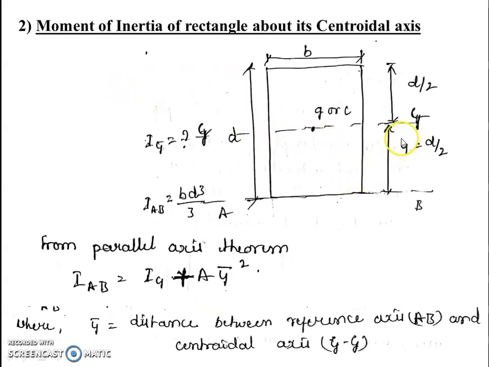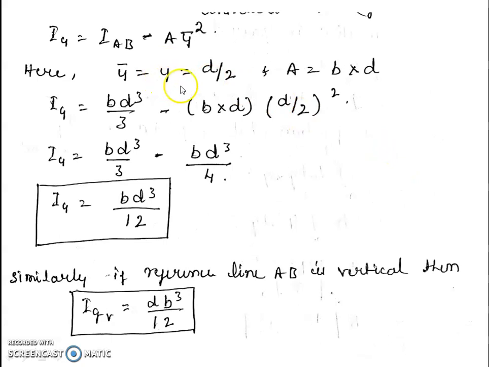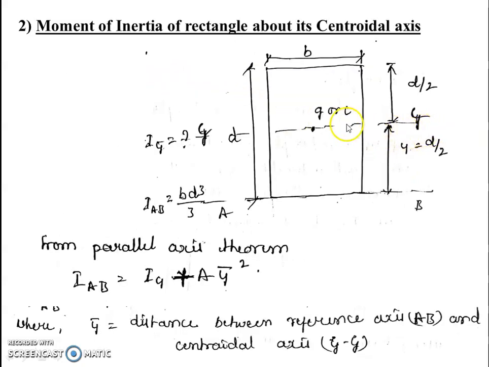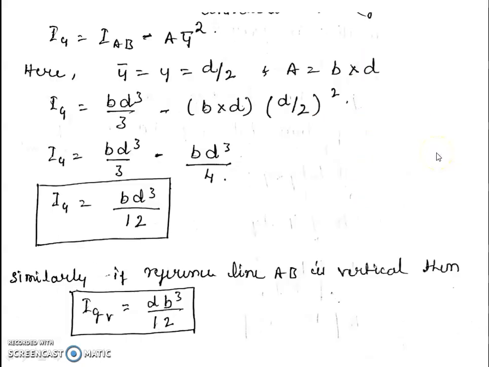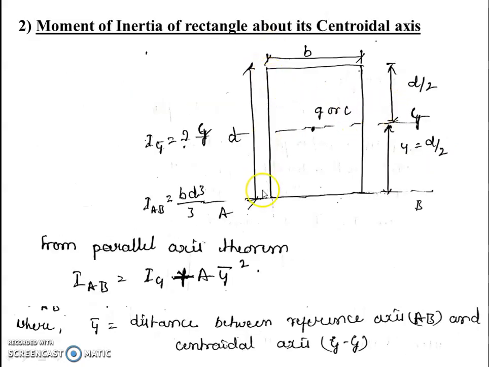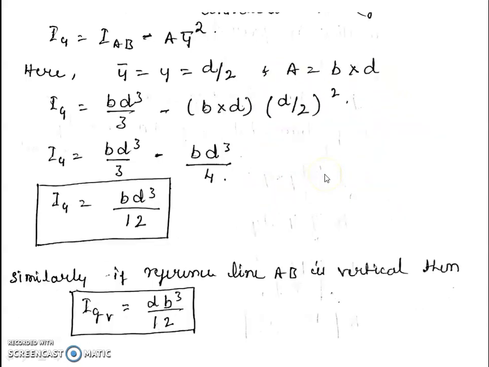We can see this figure. Here this is y bar, the distance between the centroidal axis and the reference axis. The reference axis is taken as AB, which is situated at the base. This is the centroidal axis, and the distance is y. Y bar is nothing but y, which is equal to d by 2. In this figure, it becomes half of the depth. Then the area is given by b into d. This rectangle's area is breadth into depth.